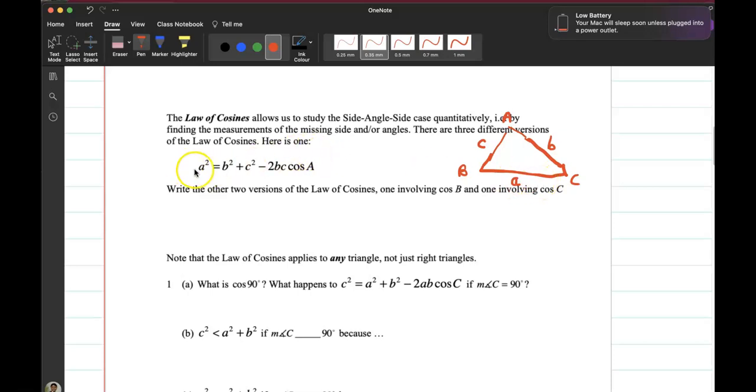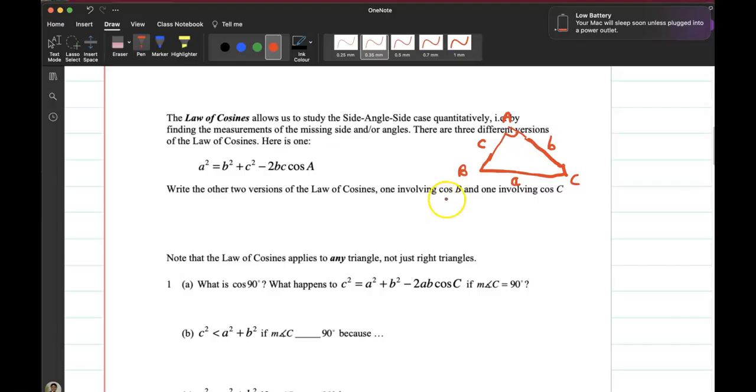Small a square is equal to b square plus c square. This is like your Pythagoras theorem. Minus 2bc cos A. This is like your expansion formula, a minus b minus c the whole square, b square plus c square minus 2bc. Minus 2bc cos A, cos of the included angle, the angle opposite to this side a. A can be any angle.